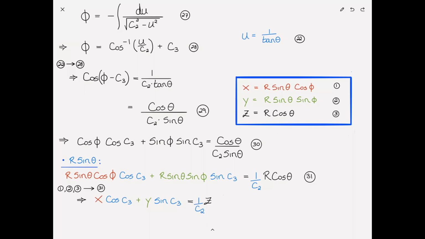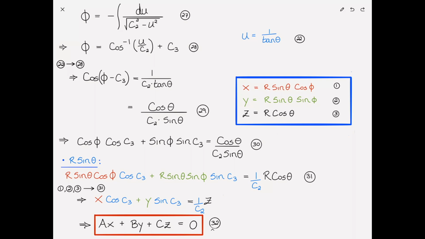Now, one last step is let's notice that what's in blue are constants. So I can rewrite this, I take the z to the left-hand side, in the general form of ax plus by plus cz is equal to 0. Call that number 32, and we'll put a big red box around it because this is our final result.